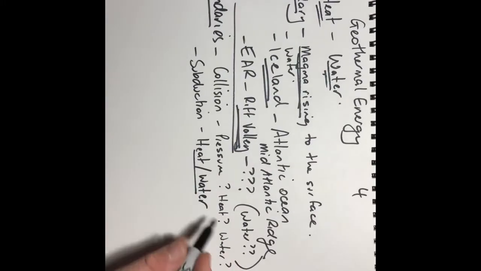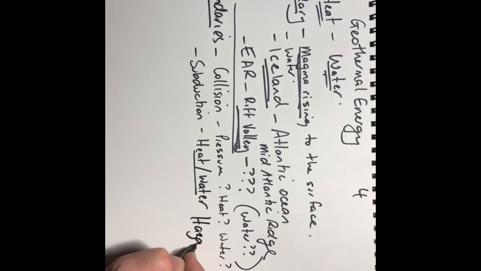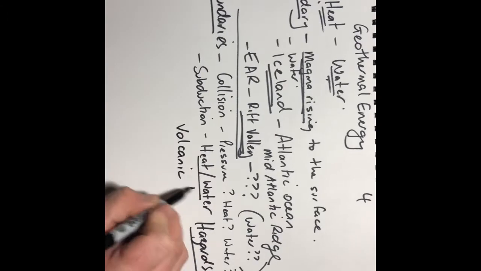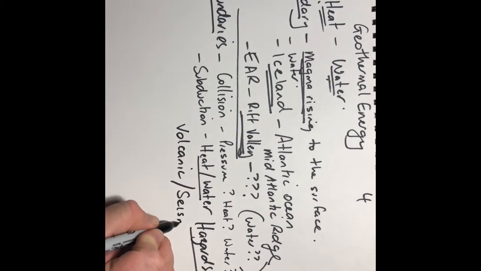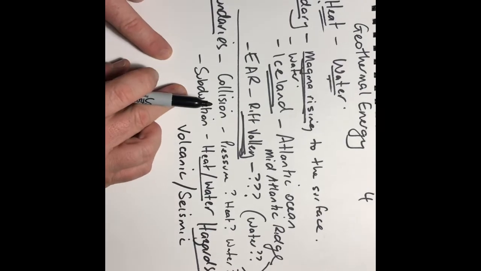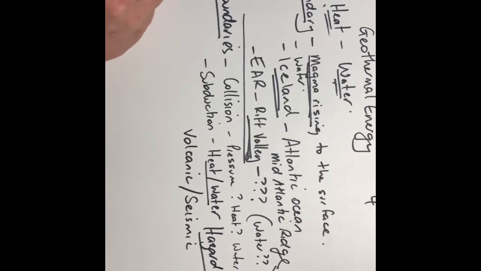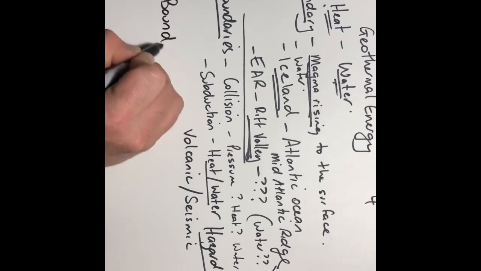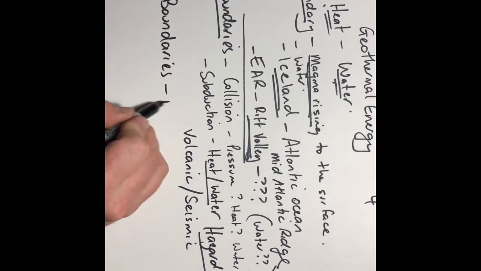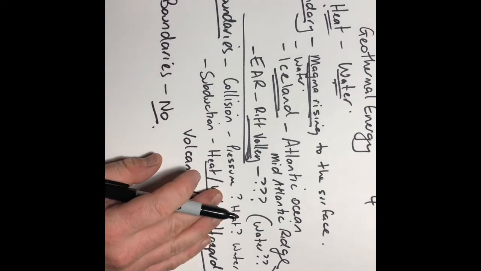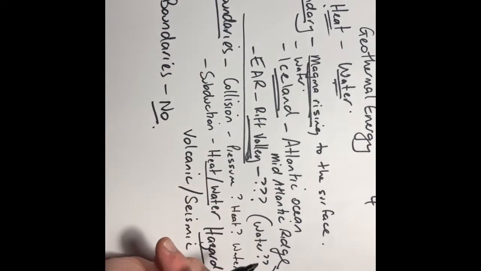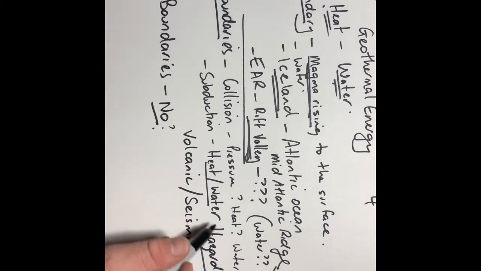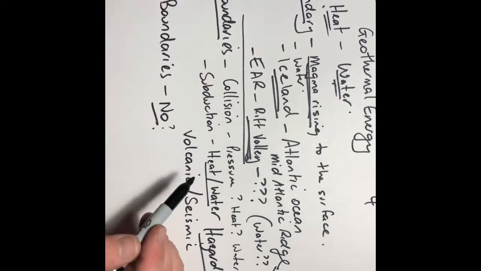However, there is a great deal of hazards with this because there's volcanic and seismic activity in these zones. Transform boundaries. For me, it's a big no. There is no easy access to magma and heat, although there would be access to water, but generally I don't think it would be a location that would be as suitable as a divergent boundary.